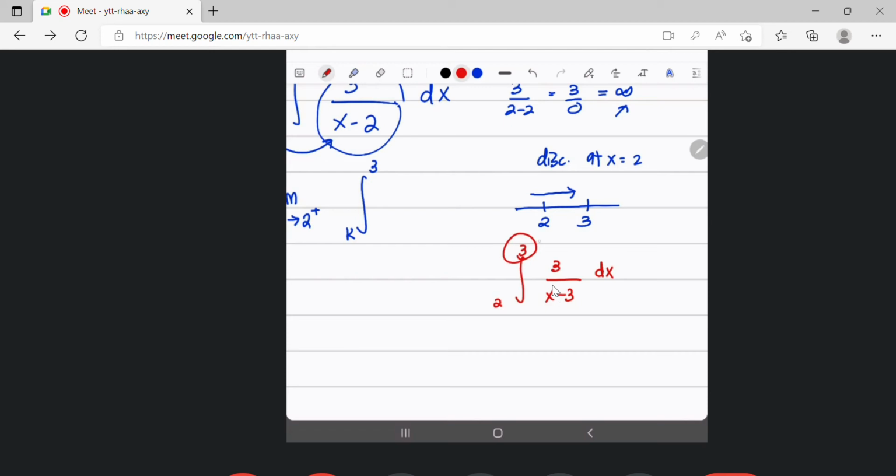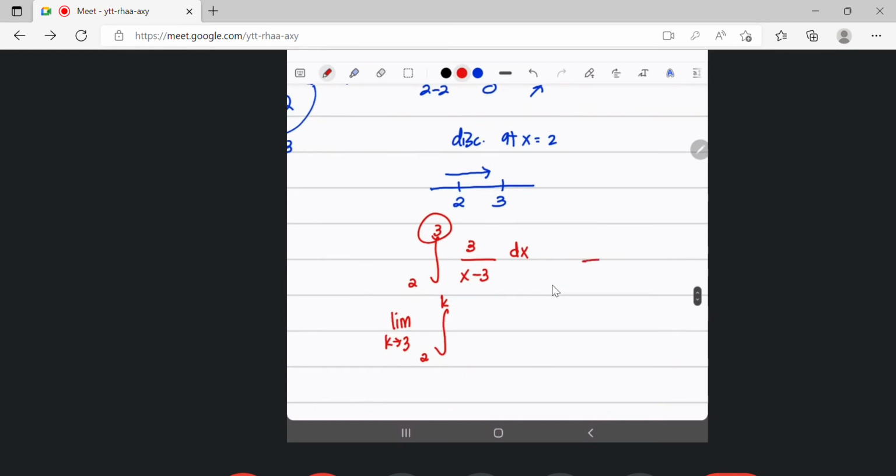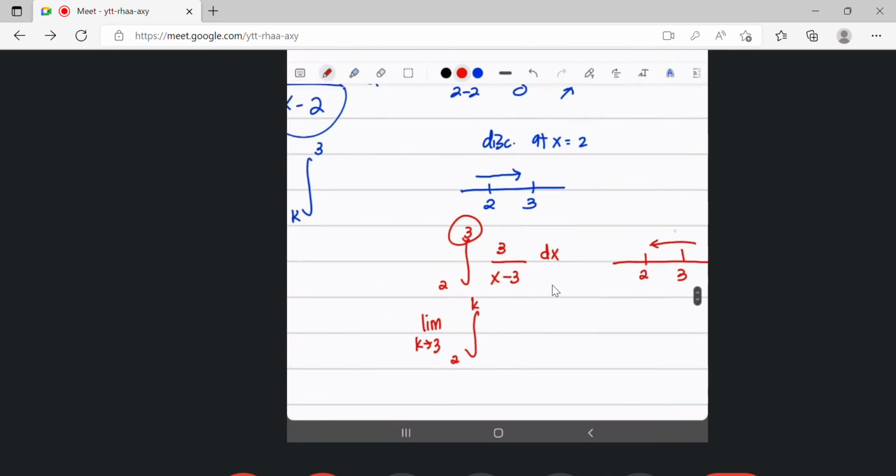Okay, so yang ini, dia akan jadi k. Okay, so kita kena letak limit k approaching 3. So, nak tentukan pula dia punya sign. So, kita sketch lah dia punya real number. We have 2, we have 3. So, 3 nak pergi, yang lagi satu point adalah 2 kan? So, dia akan pergi ke, macam ni, dia punya arrow tu akan pergi ke negatif kan. So sini akan dapat negatif.